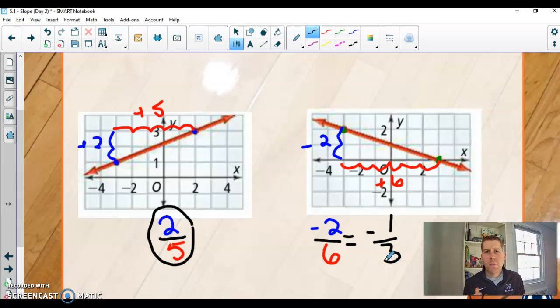Now, sometimes I get questions about where that negative sign goes. Remember your properties of dividing numbers. If we have a negative divided by a positive, our overall answer will be negative. Sometimes you'll see the negative sign written in the numerator. Other times you'll see it written out in front. That doesn't matter. Same thing if I ended up getting a positive over a negative. A positive divided by negative is still negative. Okay? So that's how you calculate the slope of a graph.